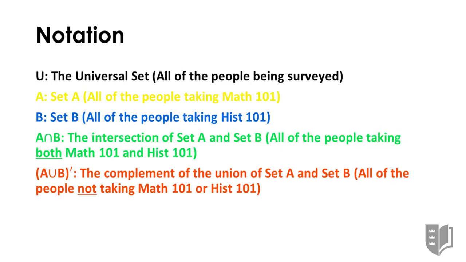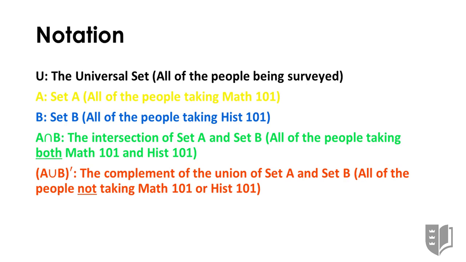Now there's a few things we want to go over first, and that's some notation. So in the following Venn diagram that you'll see, U stands for the universal set. Essentially, it means all the people that were being surveyed. In this case, that number is 250. A, in yellow, stands for the set A, or all the people that took Math 101. B, in blue, stands for the set B, or all the people that are taking History 101.